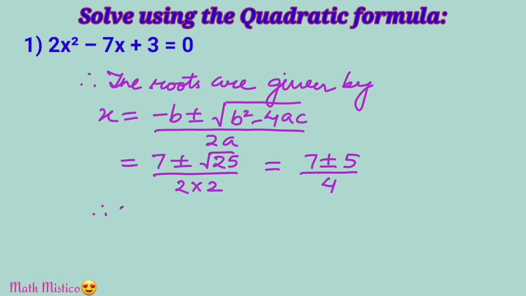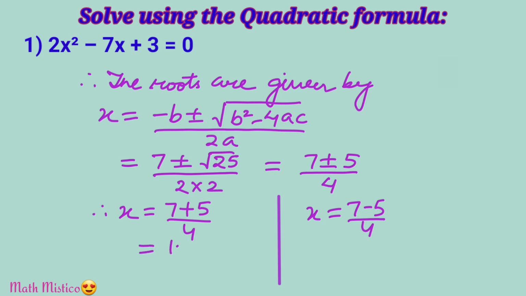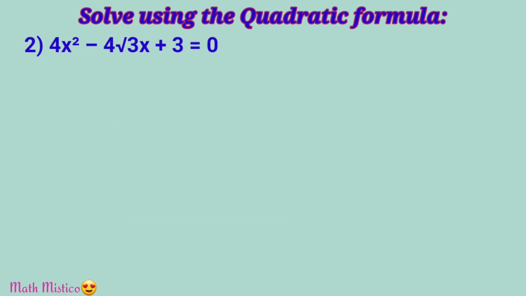Now we will separate the two values. So we have x = (7 + 5) / 4 or x = (7 - 5) / 4, which gives us x = 3 and x = 1/2. These are the roots of this given equation. So unlike the other two methods, we directly put the values and simplify it to get the roots in this method. Next we are given 4x² + 4√3x + 3 = 0.